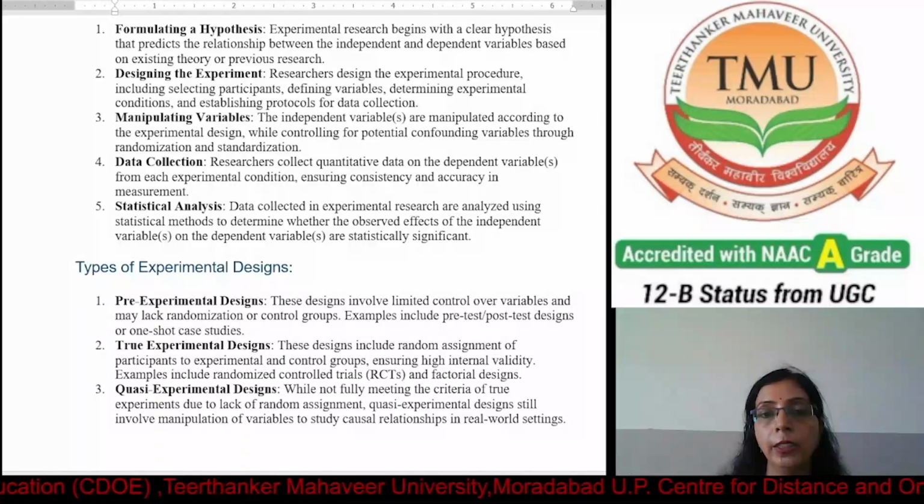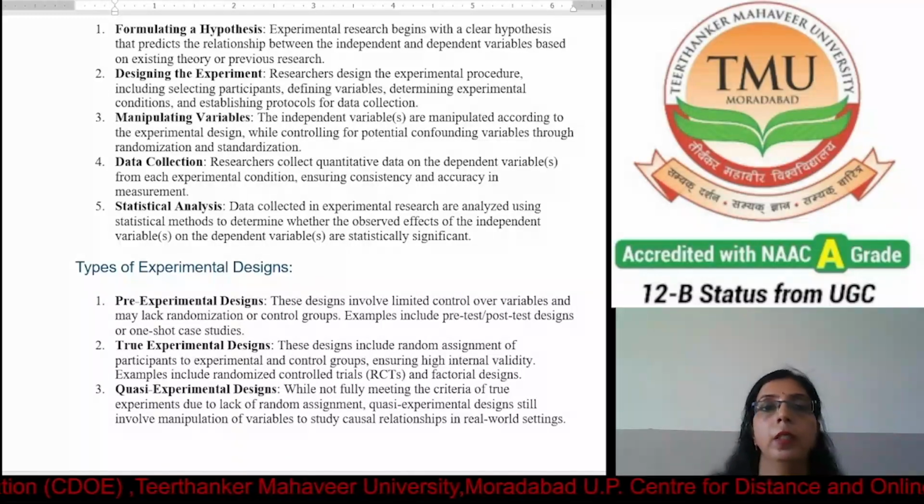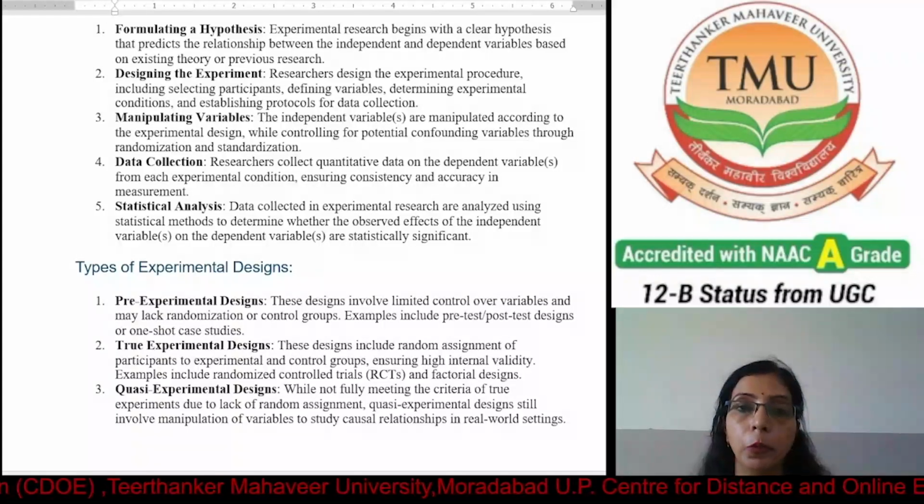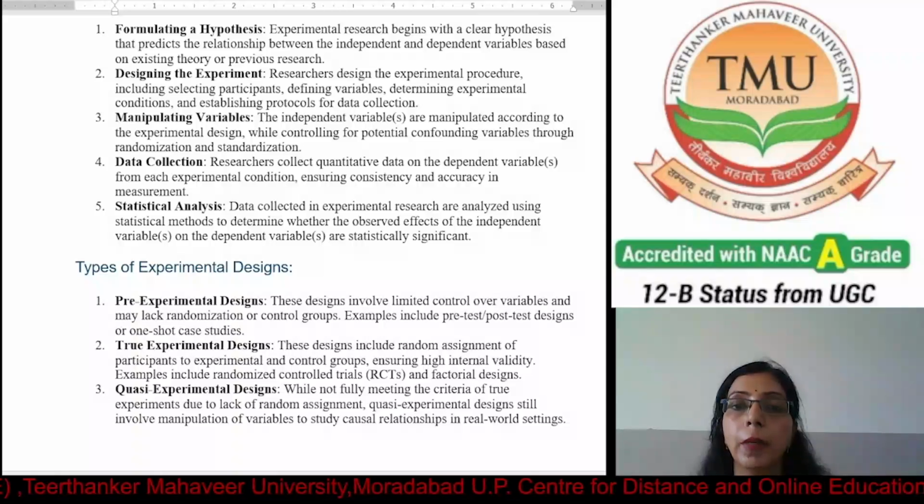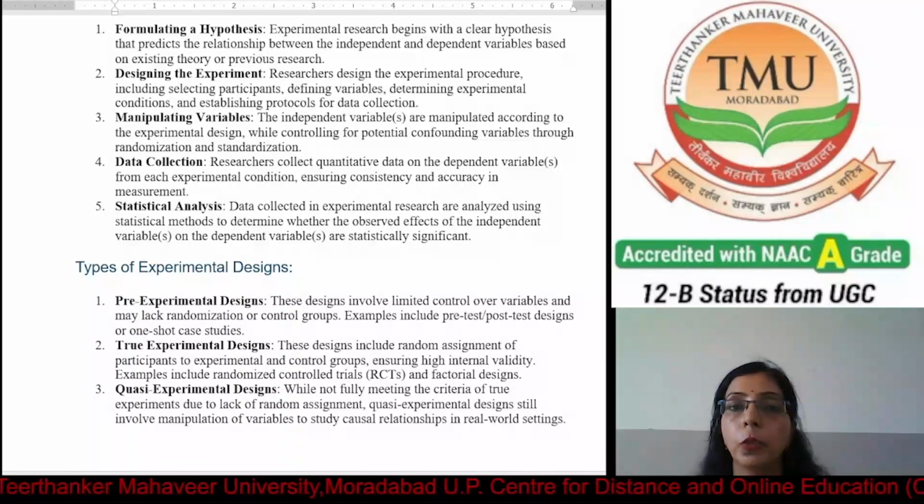The layout is as follows: pre-test and post-test control group design. This design is also called randomized control group pre-test post-test design.